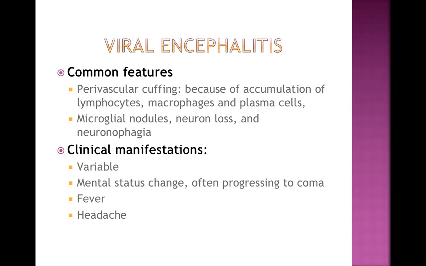The common features in viral encephalitis are perivascular cuffing. Perivascular cuffing means on the edge of the blood vessel inside the brain, there will be deposition of lymphocytes, macrophages, and plasma cells. There is formation of microglial nodules. There will be neuronal loss as well as neuronophagia by the inflammatory cells. These are also important findings in case of encephalitis.